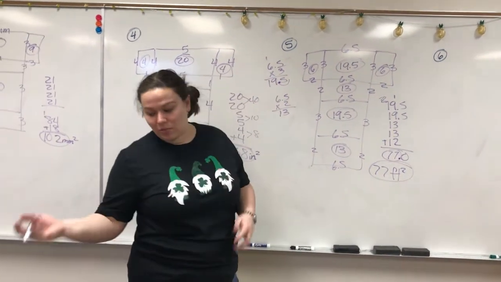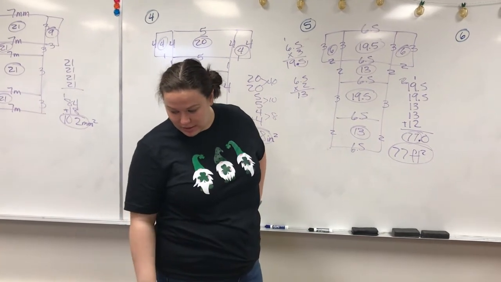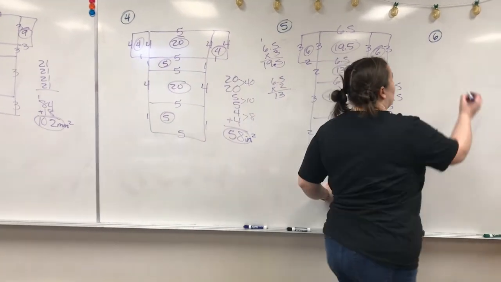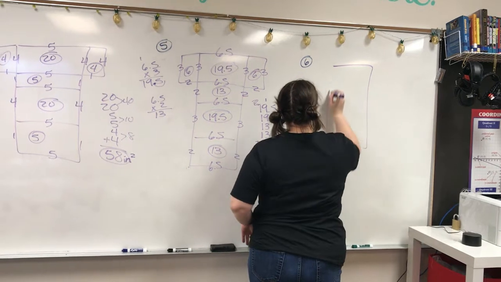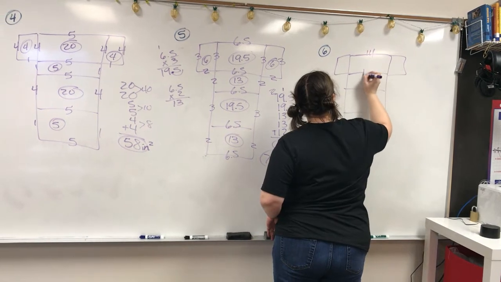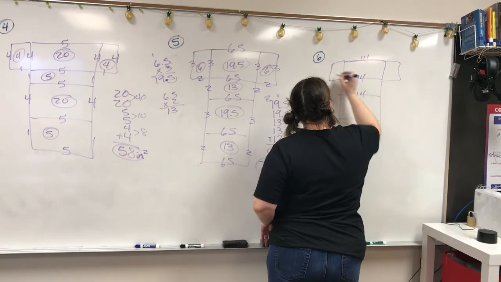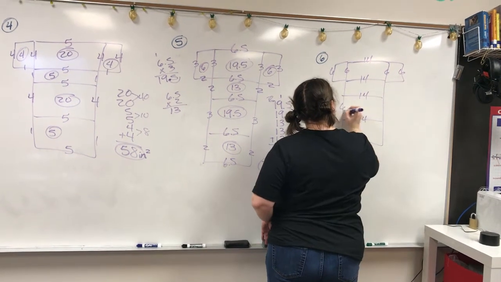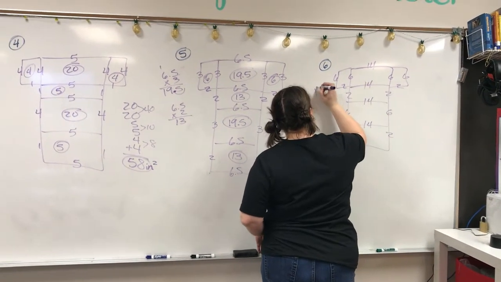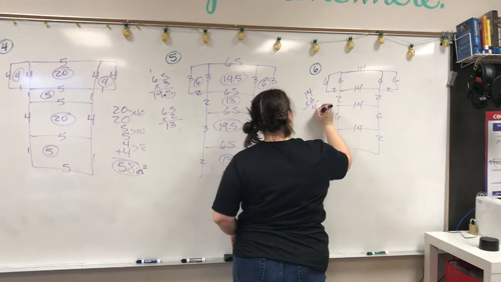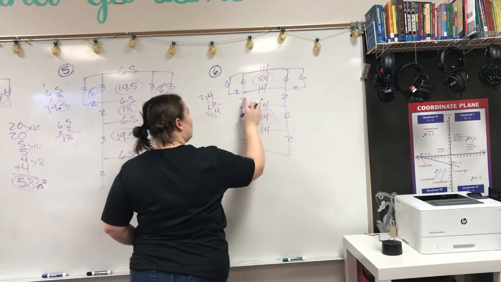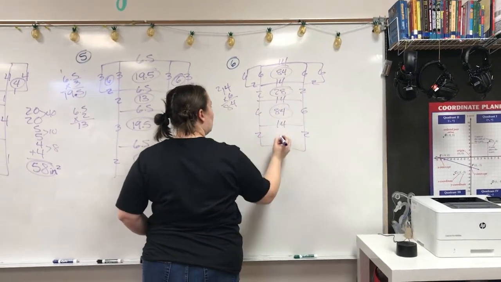Okay, number 6 doesn't give you a picture, it just gives you measurements. And it says 14, 6, and 2. 14 times 6 is 84, 84. 14 times 2, 28, 28.